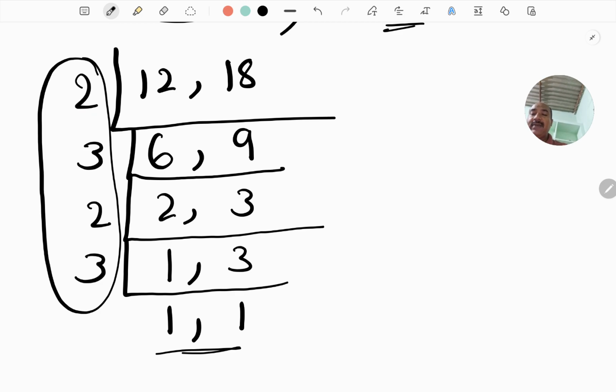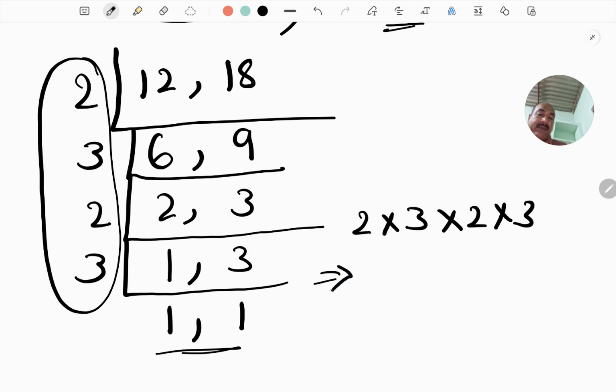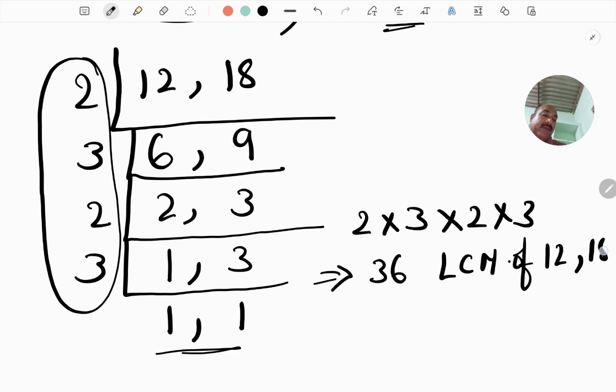With these numbers we can multiply the divisors: 2, 2, 3, 3. That implies 2 3s are 6, 6 2s are 12, 12 3s are 36. That is the LCM, least common multiple, of 12 comma 18.